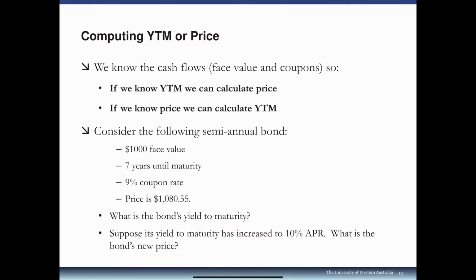So in this particular example, you want to consider the following semi-annual bond. That means you pay every 6 months. You have the face value, 7 years until maturity, 9% coupon rate, and the price is 1080.55. What is the bond's yield to maturity? All right, let's just write it out.